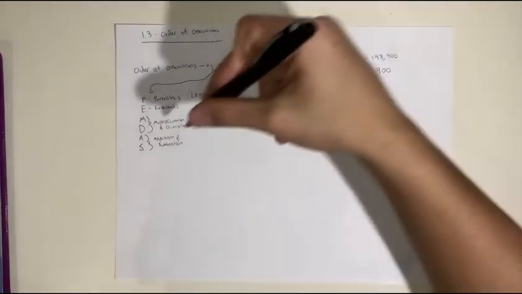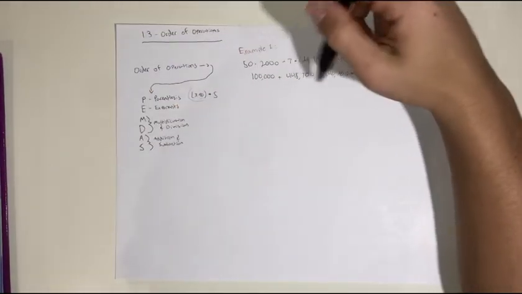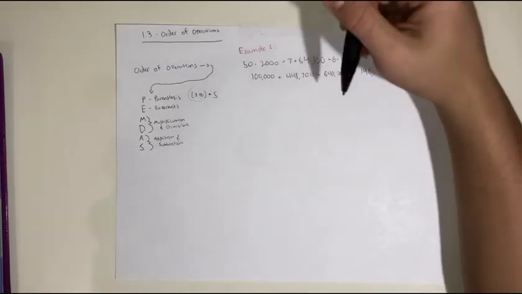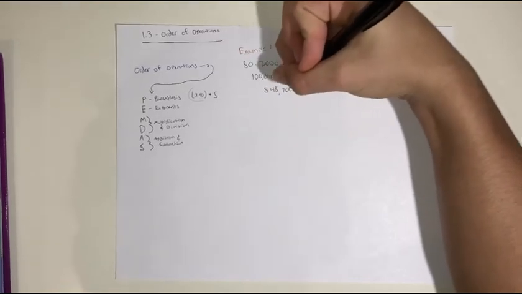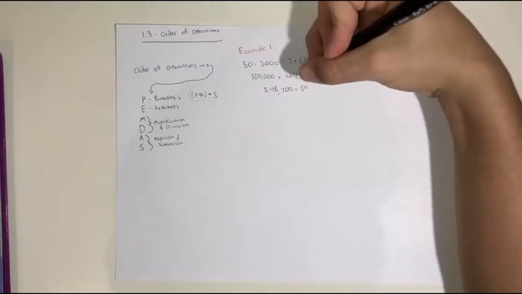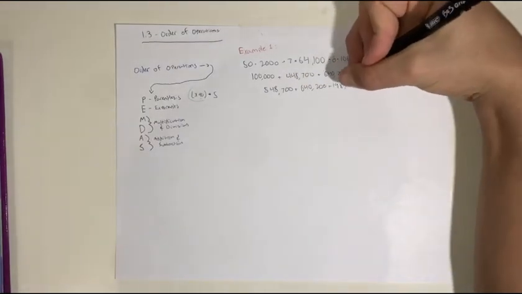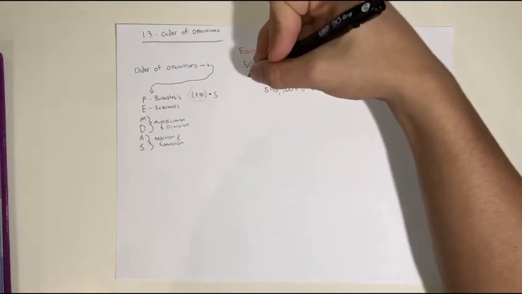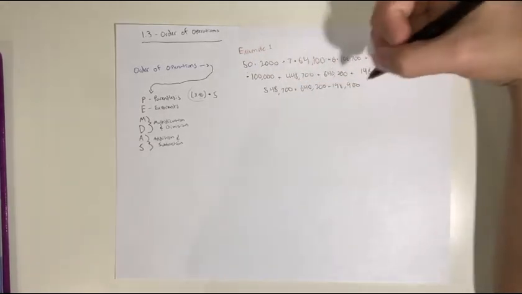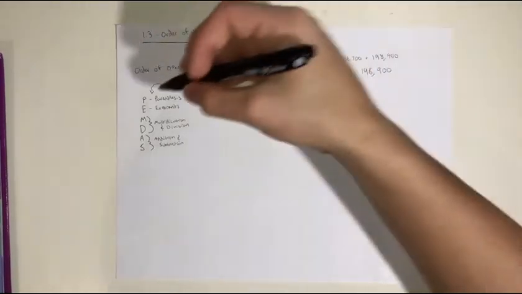Once we have this, we go to addition and subtraction. 100,000 plus 448,700 would be 548,700, plus 640,200 plus 198,900. You could skip steps, but I'm doing it in detail to show you how I'm going from left to right in each step of PEMDAS.